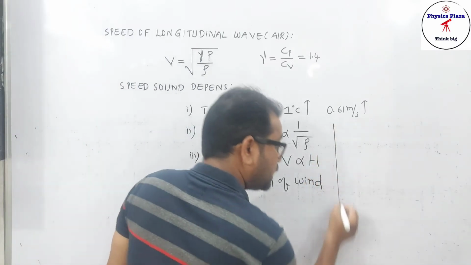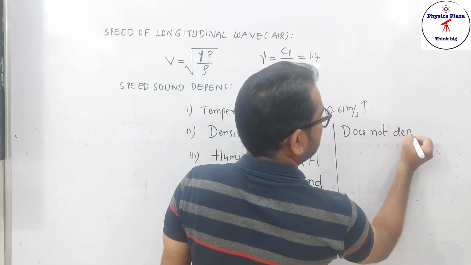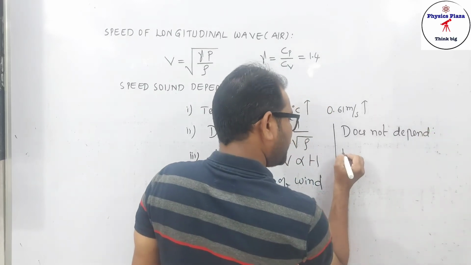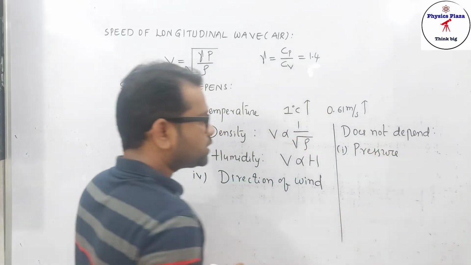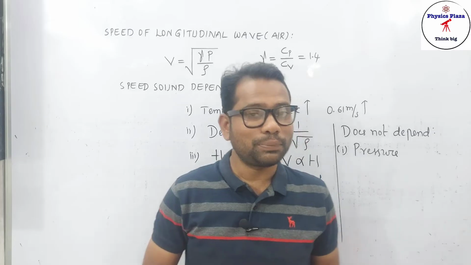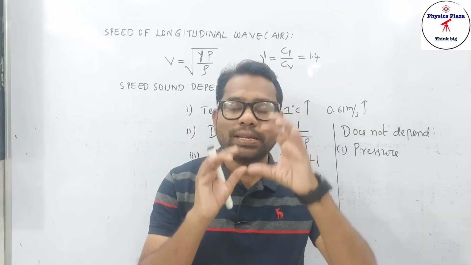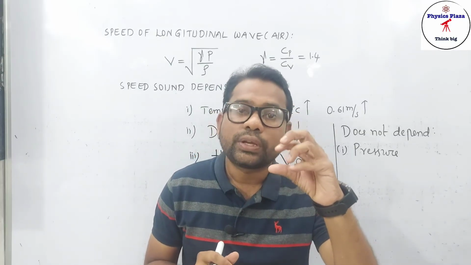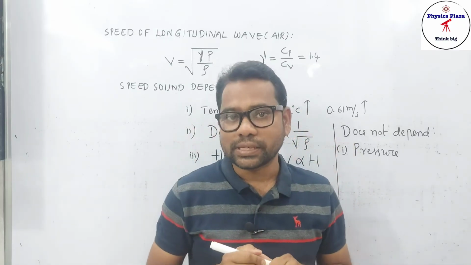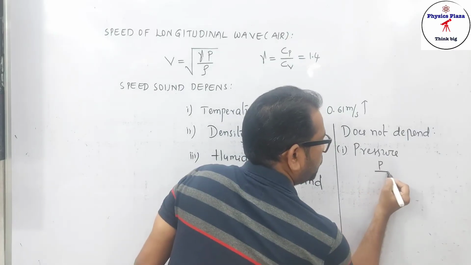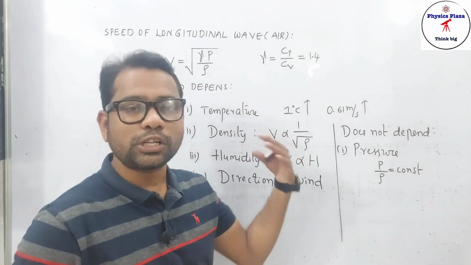And here, on which factor does it not depend, children? This is also very important. When I say the first factor, you may get confused. What is that? Pressure. Because people will see the formula and say, sir, pressure is in the formula, so how can you say it doesn't depend on pressure? Children, if you go on increasing the pressure, density also increases proportionally. If you decrease the pressure, density decreases. Which means the ratio P by rho always remains constant. Hence, there is no impact of pressure on the speed of sound in air.